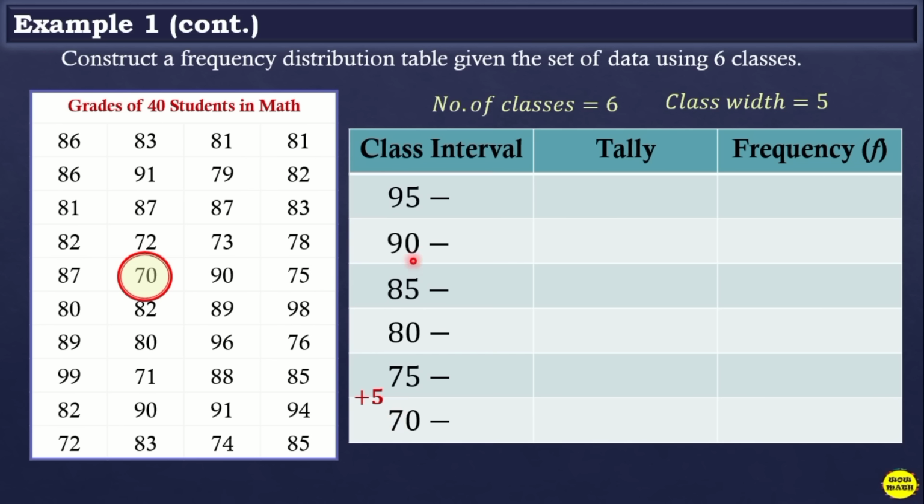Let's proceed to our upper class limit. Paano natin kukunin? Magma-minus 1 po tayo dito. So, that is 74. And then, apply nyo ulit yung class width. So, dito, apply nyo ulit. Plus 5 tayo. So, 74 plus 5, that is 79, 84, 89, 94, and 99. So, we now have our class interval. So, meron tayong 6 na classes.